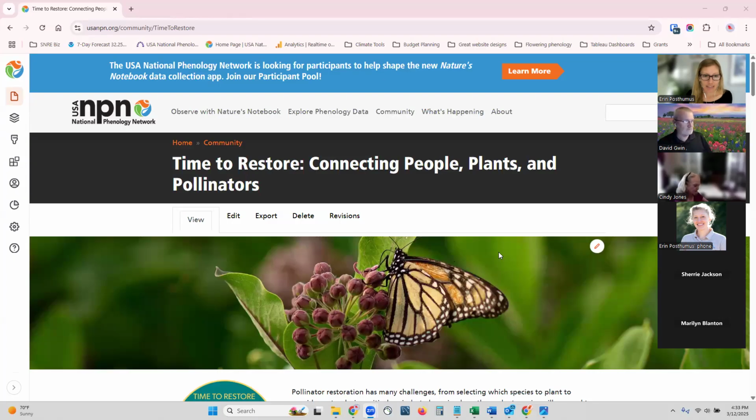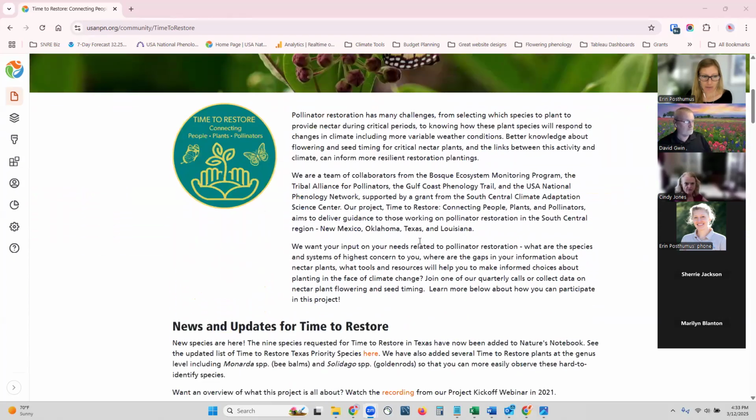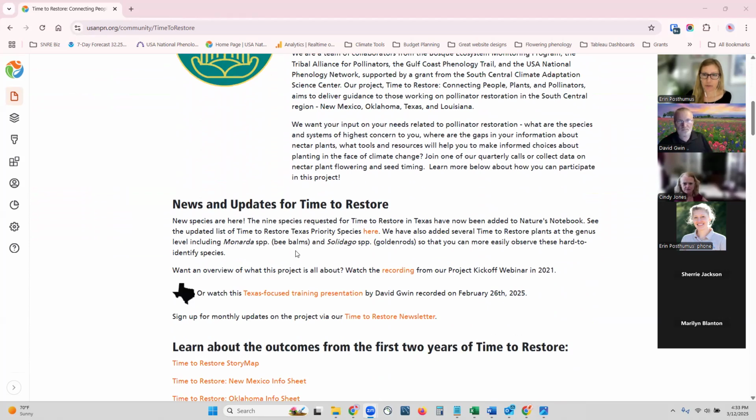So this is our landing page for the project. And if you scroll down, we have a little bit of background here. But this section here is our news and updates. So that's a great place to go to see if there's any new stuff that we have for you. Very exciting that we now have our new species added for Texas. So there were 9 species that you all in the workshops we had last year decided were priority species for Texas, but we didn't have yet on the Nature's Notebook list. Those are available now, so super exciting.